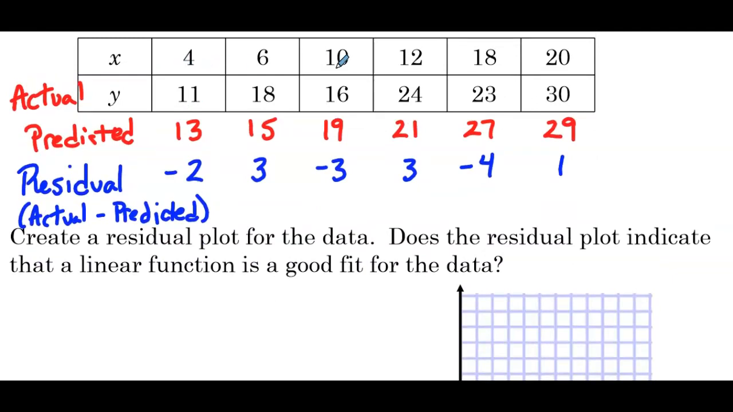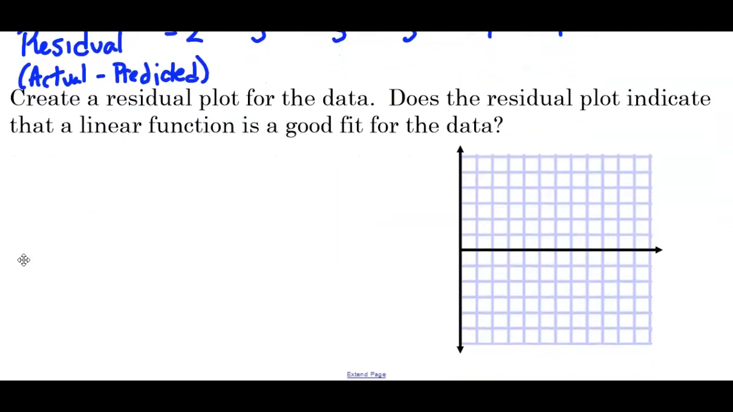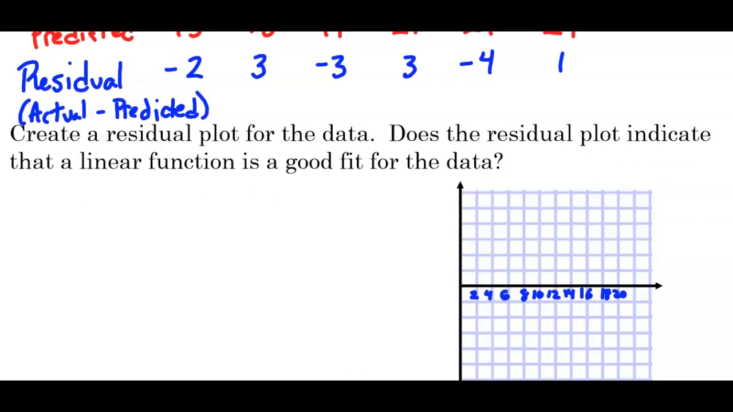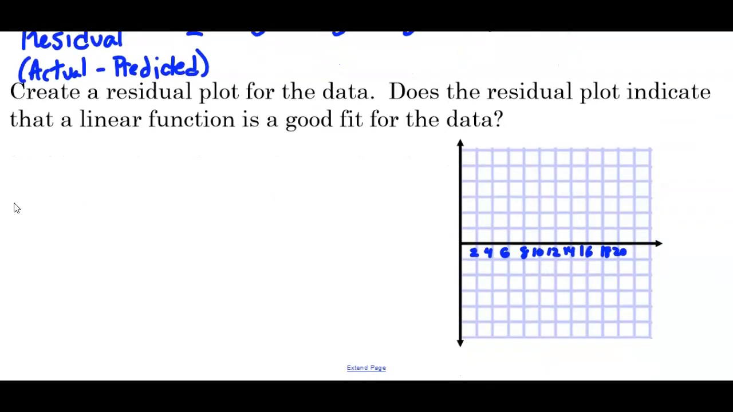Okay, so for x, we have to go all the way up to 20. So we'll go by 2's. So 2, 4, 6, 8, 10, 12, 14, 16, 18, 20. We'll stop there. And then for the residuals, we have to go up to 3 down to -4. So we'll just go by 1's. So 1, 2, 3, 4, -1, -2, -3, -4. Right, and these are the residuals.